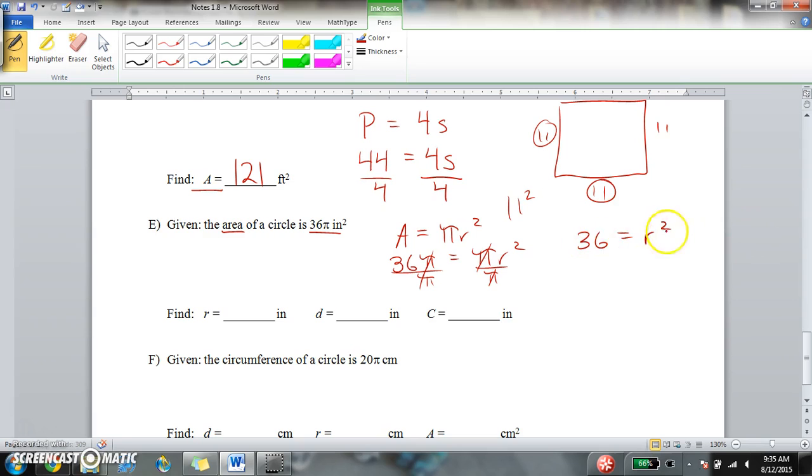How do I unsquare something? I take the square root of it. Because I don't want r squared, I want just r. So if I take the square root of both sides, I get 6 equals r. So my radius is 6 inches.